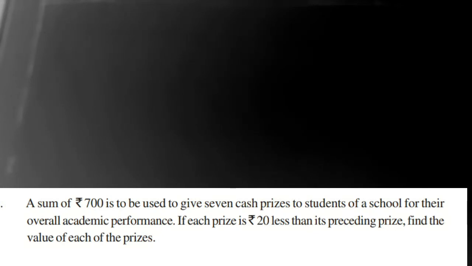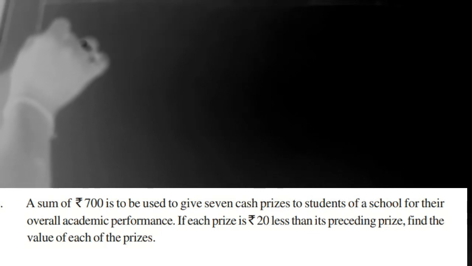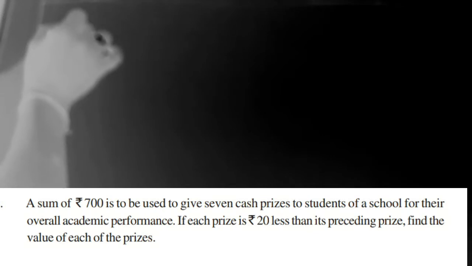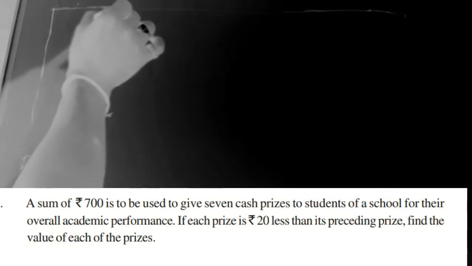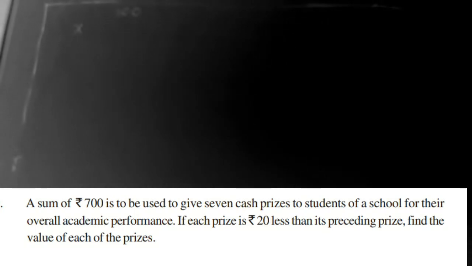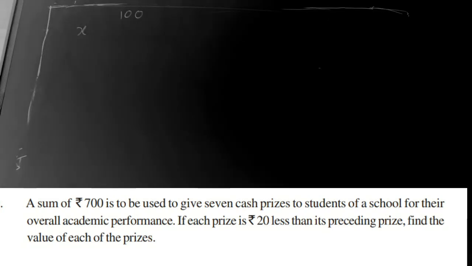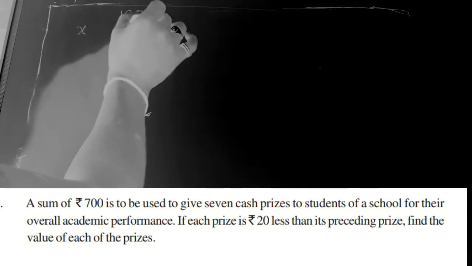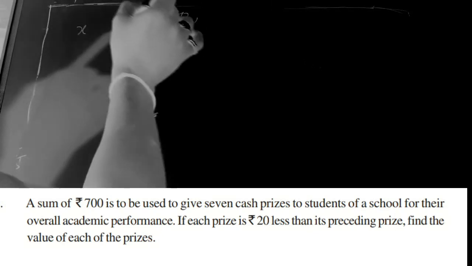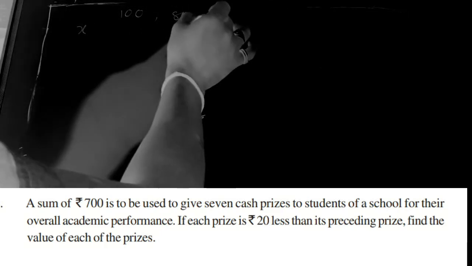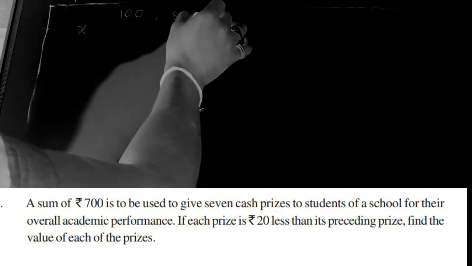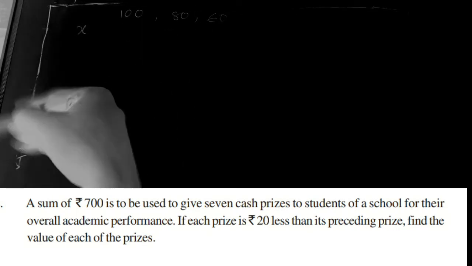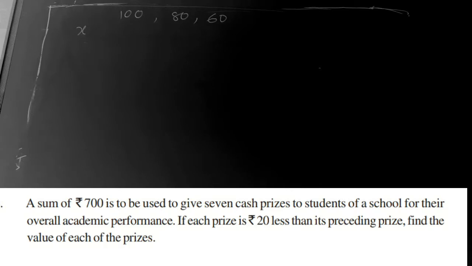Now what is the condition given? Each prize is 20 less than its preceding prize. For example, suppose the first prize is 100 rupees. The second prize will be 100 minus 20, which is 80. The third prize will be 80 minus 20, which is 60. Like that, each prize is 20 less than its preceding one.